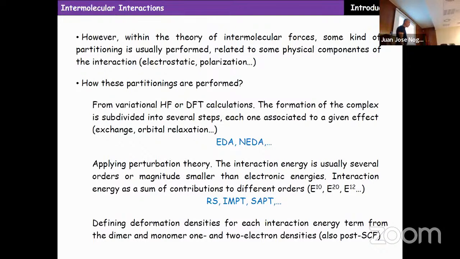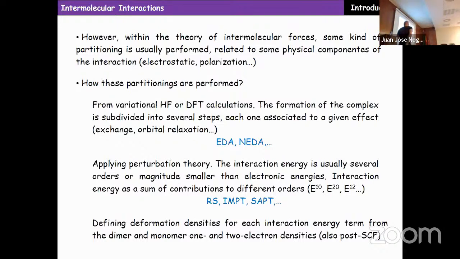developed for Hartree-Fock. Then it was applied to DFT many years later, because you know that in Hartree-Fock we don't have electron correlation. So, for example, we neglect completely the dispersion energy.